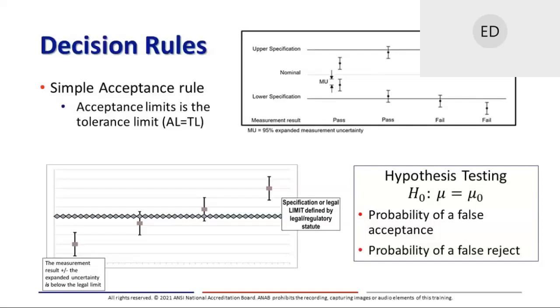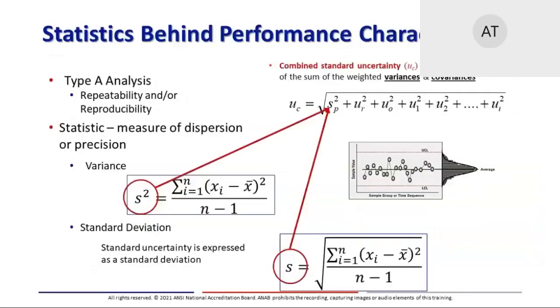Okay, the next question is, what do UR and UO represent in the combined uncertainty equation? Let me go back to this one. So in this combined standard uncertainty equation, upper right-hand corner, where it's looking at the square root of the summed variances, the UR is the standard uncertainty, and R is for a reference material or a reference standard. And the UO is some other component that contributes to the uncertainty.